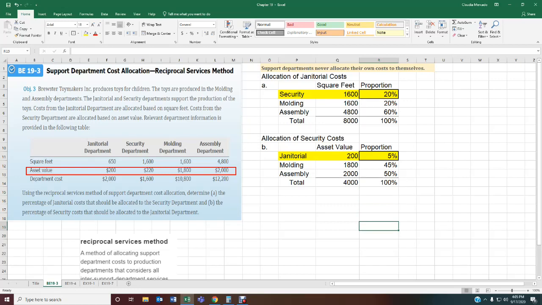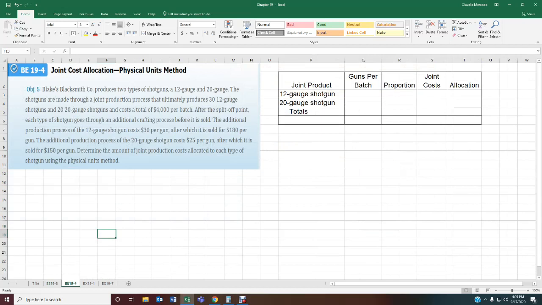Okay. The next one we have is BE 19.4. Okay. So this one is a joint cost allocation with physical units method. So it says Blake's Blacksmith Company produces two types of shotguns, a 12 gauge and a 20 gauge. The shotguns are made through a joint production process that ultimately produces 30 12 gauge shotguns and 20 20 gauge shotguns and costs a total of $4,000 per batch.